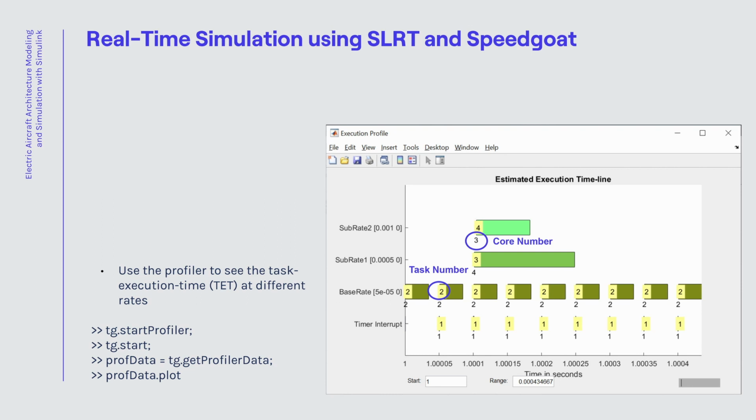The base rate is the electrical sample time, which is 50 microseconds. Subrate 1 is the sample time associated with the Brayton cycle gas turbines, and subrate 2 is the sample time associated with the generator thermal systems. There are two main things to note here. First, the model sections associated with the different sample times have been distributed to different cores. This is known as implicit concurrent execution. I will show on the next slide how the user can explicitly control the cores that are used.